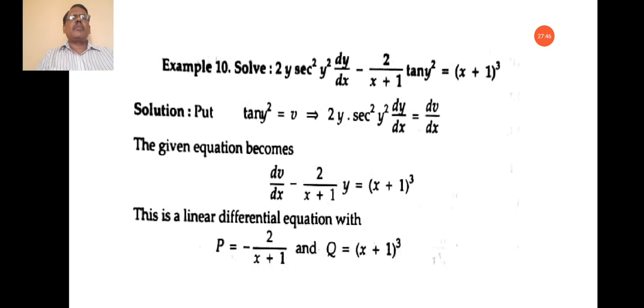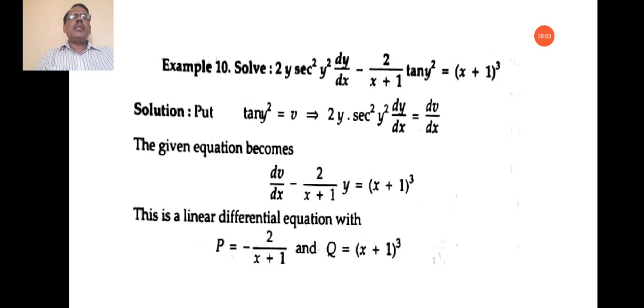So this is the last problem. Solve the equation 2y into secant square y square dy by dx minus 2 by x plus 1 into tan of y square is equal to x plus 1 whole cube.